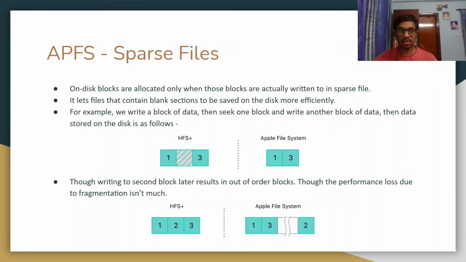Sparse files. In the case of sparse files, on-disk blocks are allocated only when those blocks are actually written to. So the advantage is that files which contain blank sections can be saved more efficiently. Let's say we write a block of data, then seek one block and write another block of data. Then in the case of HFS Plus, we leave an empty block. However, APFS is efficient as it doesn't allot the second block.